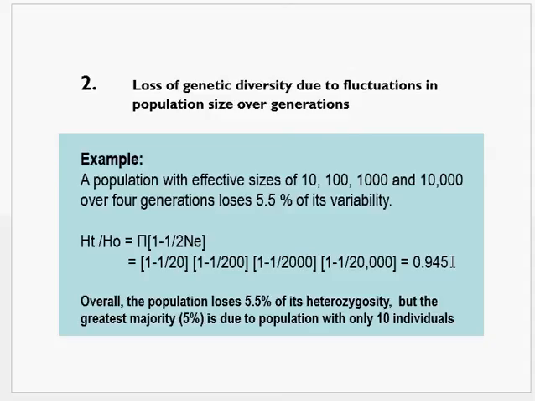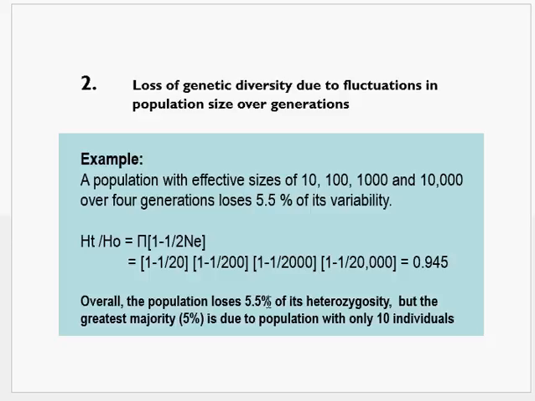Okay, so you can see 1 over 20 is going to be a much larger figure than 1 over 20,000. So overall, the population lost 5.5% of its heterozygosity over 4 years or 4 generations. But the majority of that loss of heterozygosity occurred in this year or this generation when the population size was only equivalent to 10. Okay?